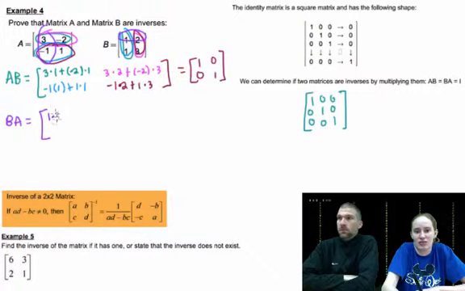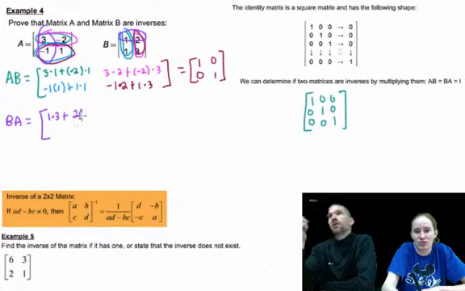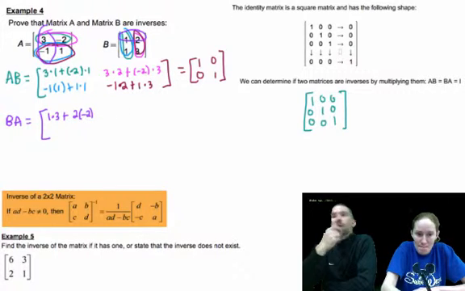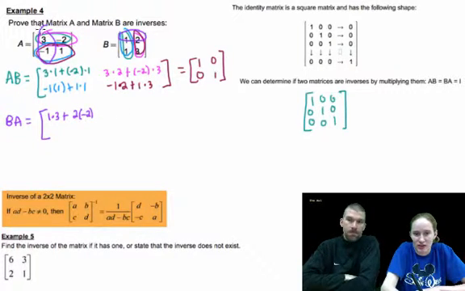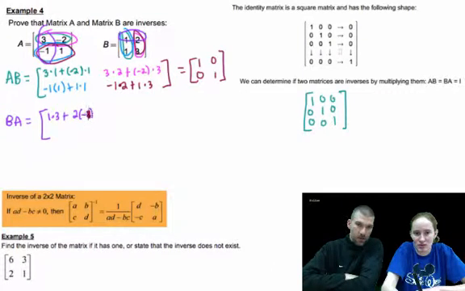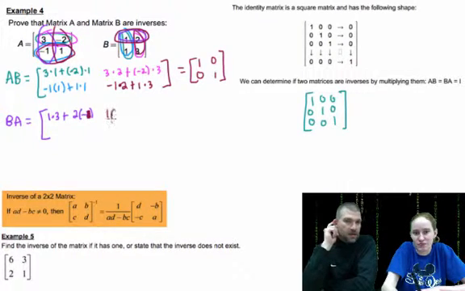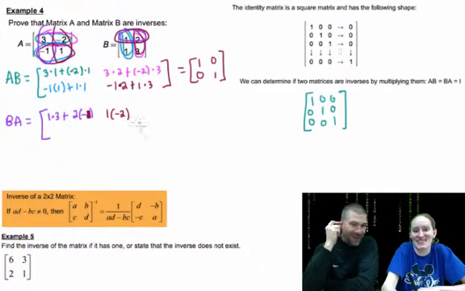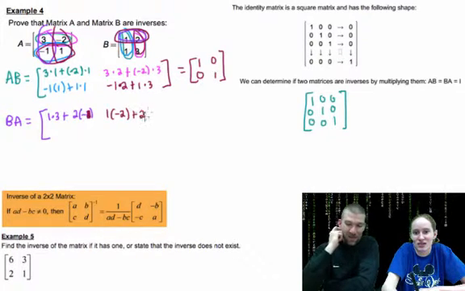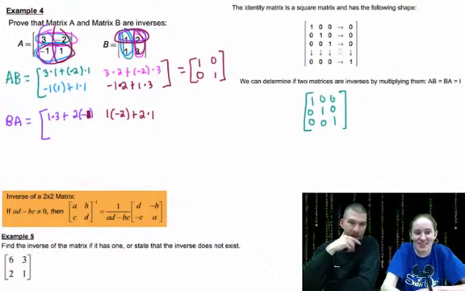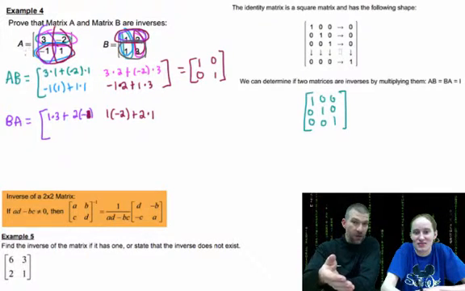1 times 3 plus 2 times negative 1. That's this row and this column. Sorry, this is negative 1 right there. And then 1, 2, this row, this column. Maybe I should have written these out again, but it's too late now. Well, we can fill in the pattern here.